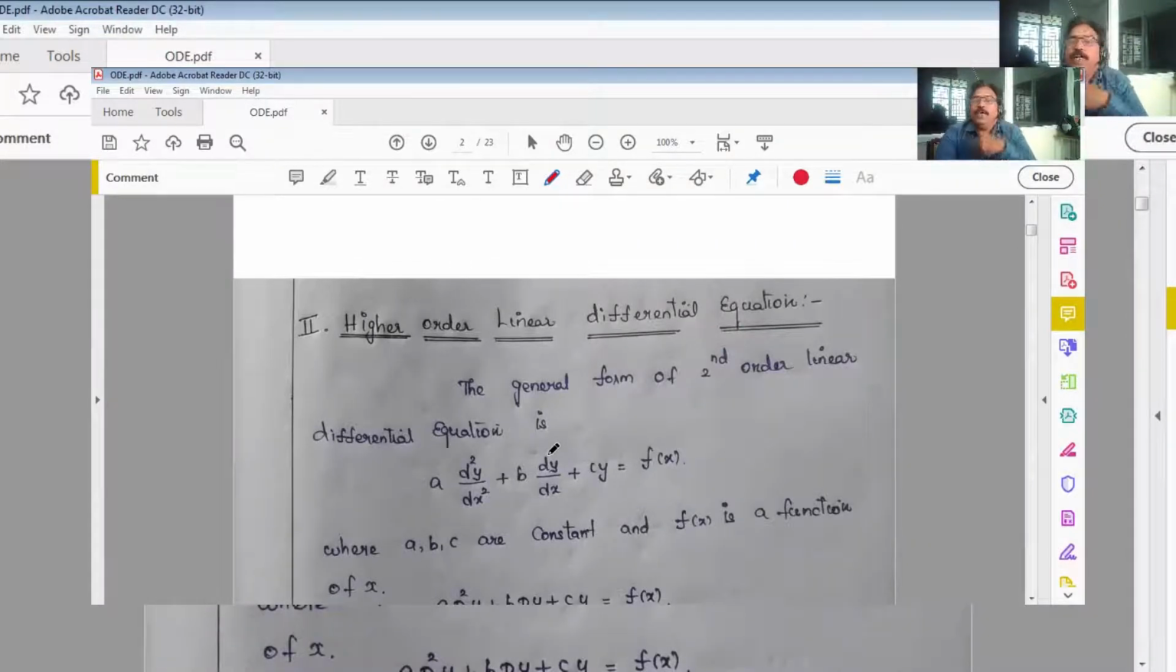The general form of a second order differential equation is a d square y by dx square plus b dy by dx plus c y equal to some function of x. We will deal with these functions later.